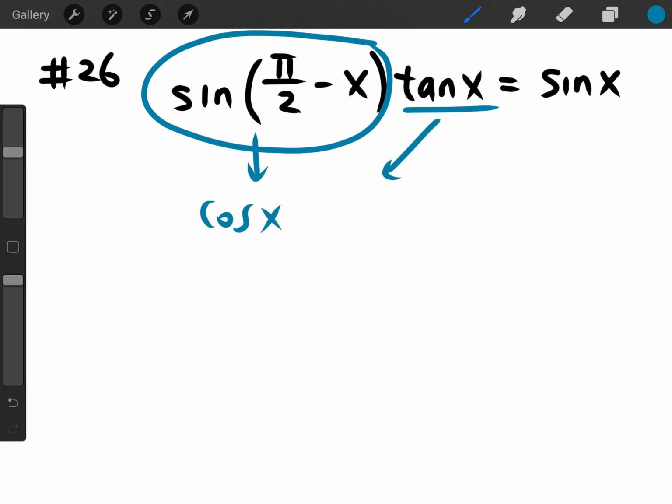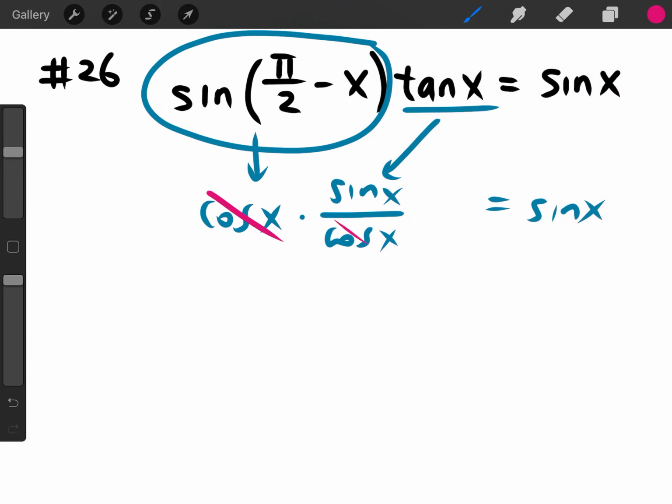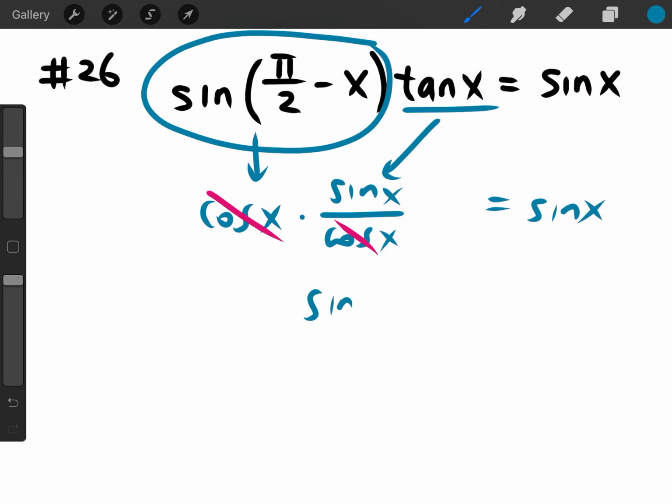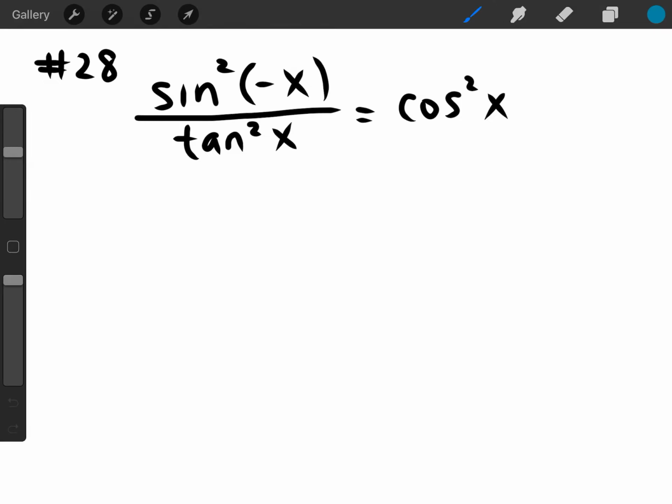Number 26, we know that this is going to equal cosine x. We know that tangent is sine x over cosine x. Let's see if this is really going to equal sine x. This one is an easy one because you can just cancel out the cosine x and find out sine x does equal sine x.